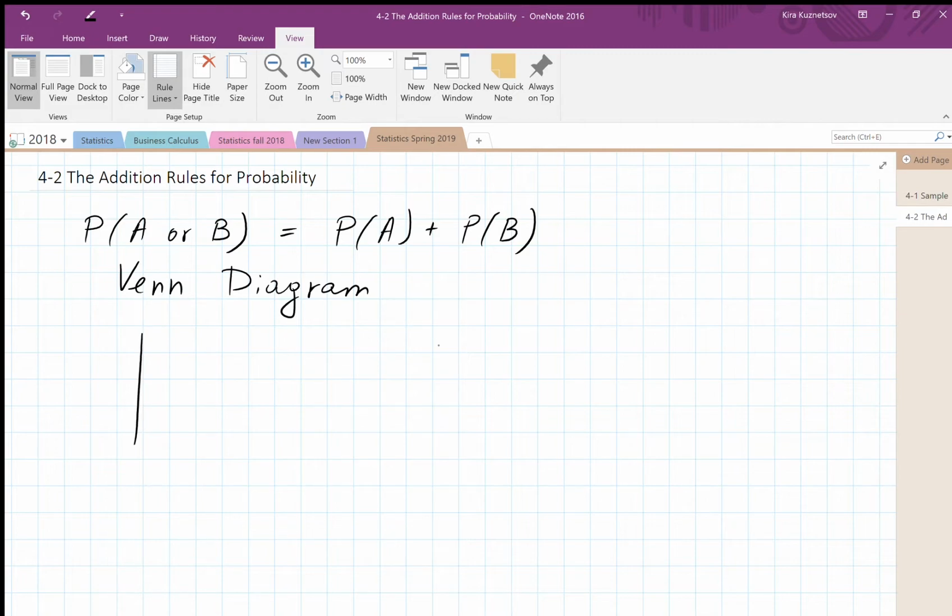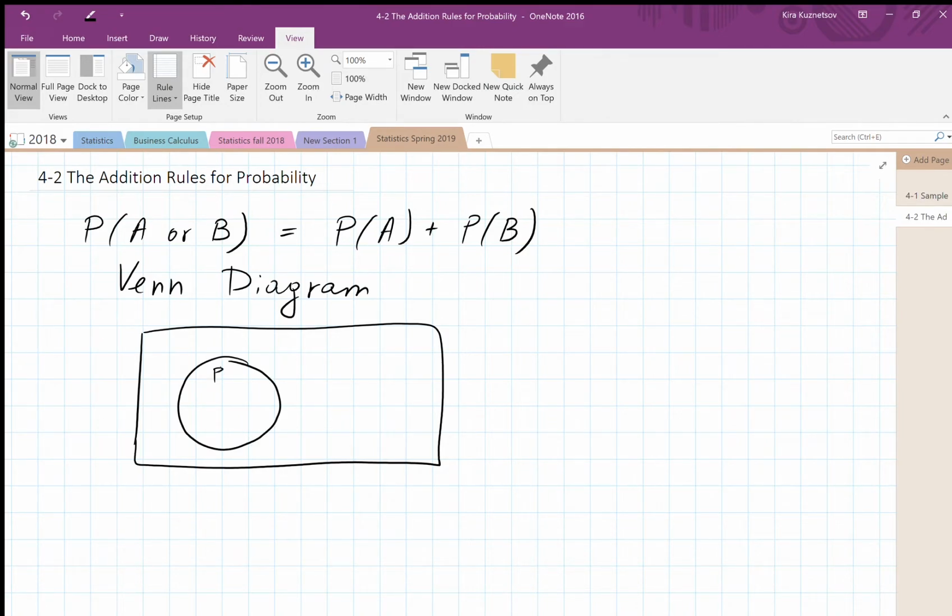A Venn diagram is a representation of a probability of events. Because I'm interested in drawing something disjoint, I'll draw this as the probability of A, and completely separate, I have the probability of B. Now, on the outskirts, I have my sample space, which has to be 1. So the whole box has to be 1, and whatever's inside has to be parts of it.